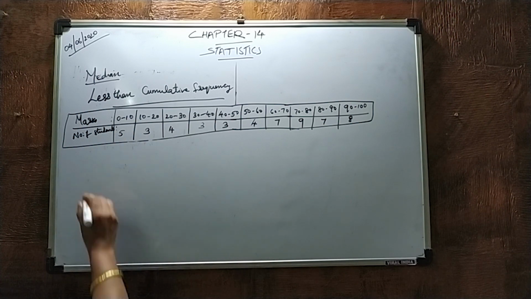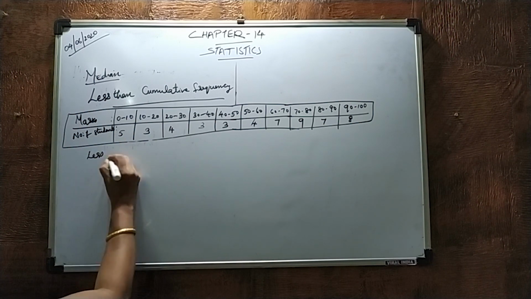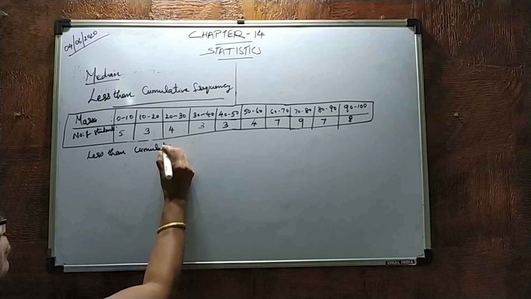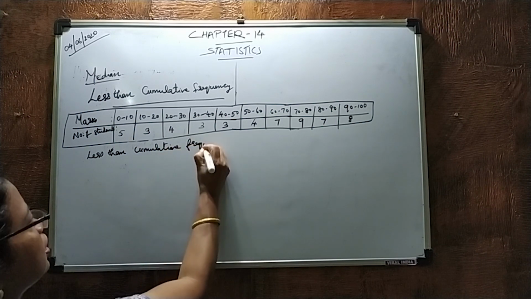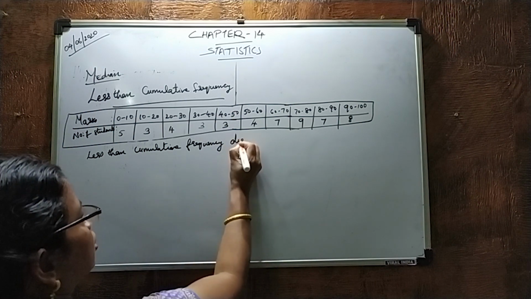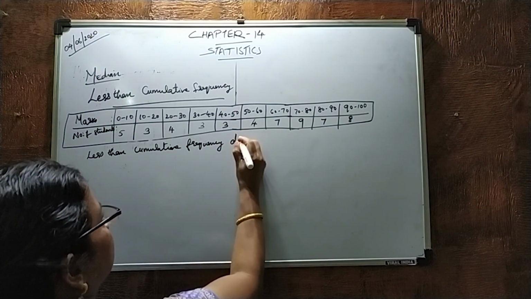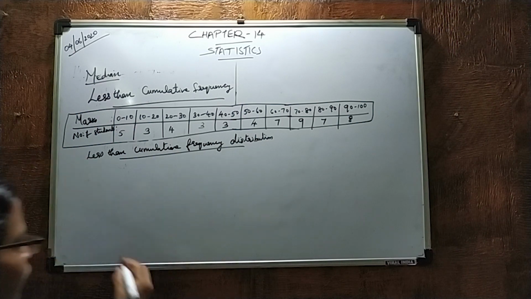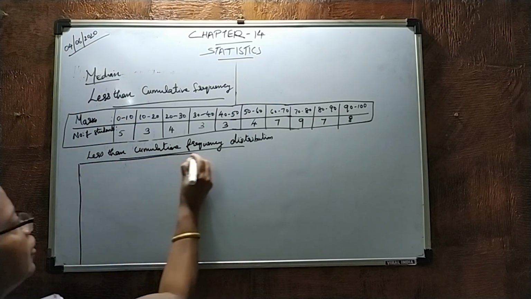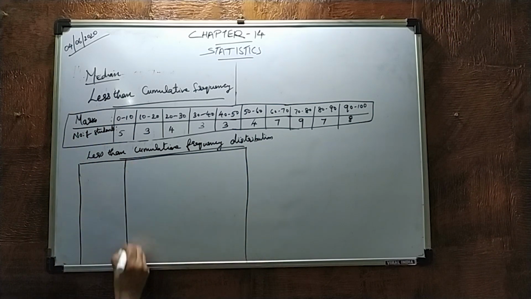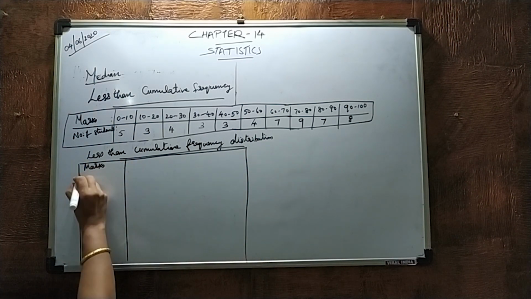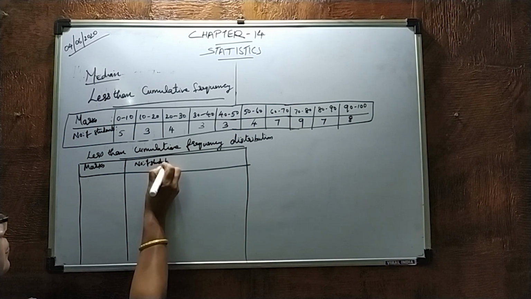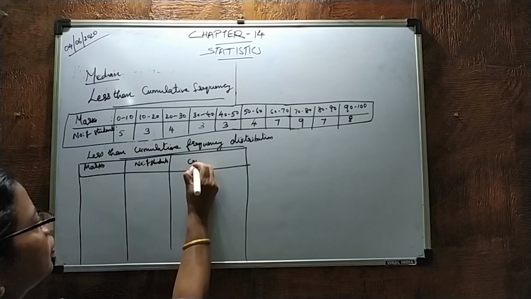Now look at the less than cumulative frequency distribution. What you have to do is, whatever they have given you goes into the box first. The marks are given, then the number of students, then the cumulative frequency.